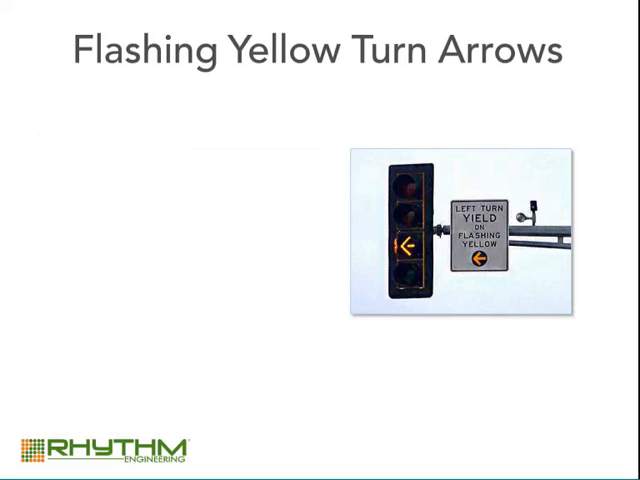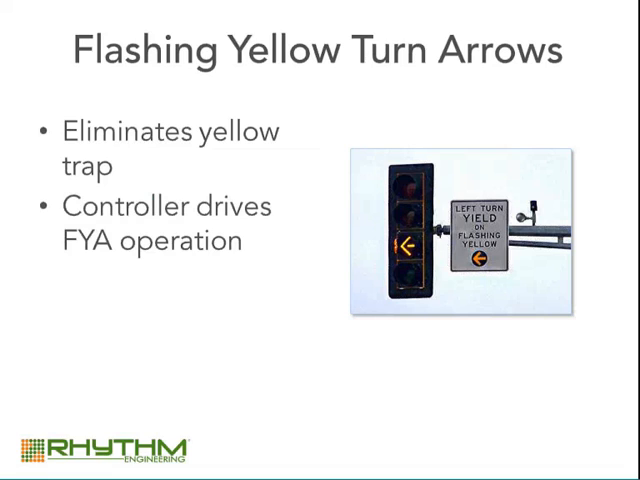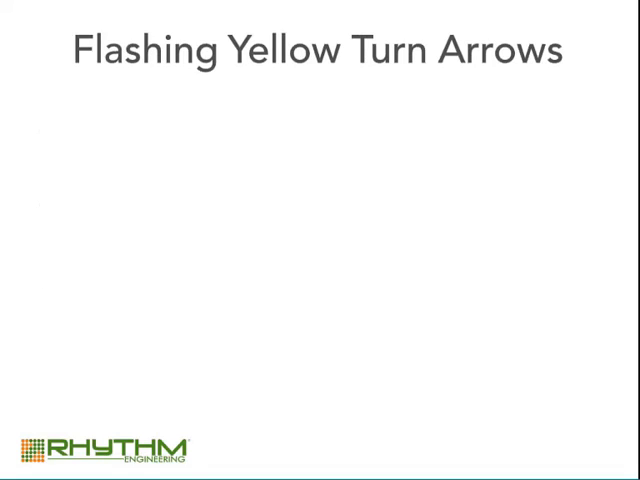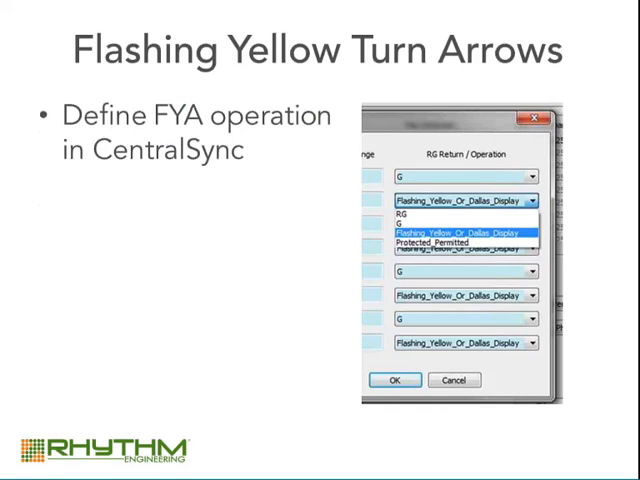Flashing yellow turn arrows is our last topic of conversation today. Flashing yellow turn arrows is not a challenge, but rather an innovation that helps us overcome challenges with arterial coordination. Most importantly, the flashing yellow arrow eliminates the yellow trap, allowing lagging left turns and still having the permissive left turn state. It is important to note that the controller drives the flashing yellow arrow operation and InSync schedules time appropriately with the knowledge that a flashing yellow arrow exists. All we need to do in Central Sync is select flashing yellow as the type of left turn operation.